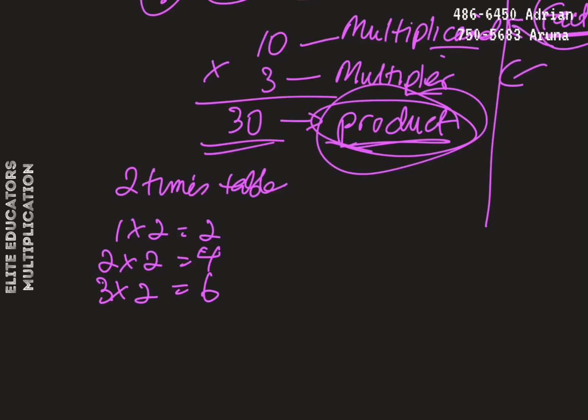The second law is called the commutative property of multiplication. Ooh, so many big words, so early in the morning. Haven't had my cup of tea, Lipton tea, best thing since sliced bread.